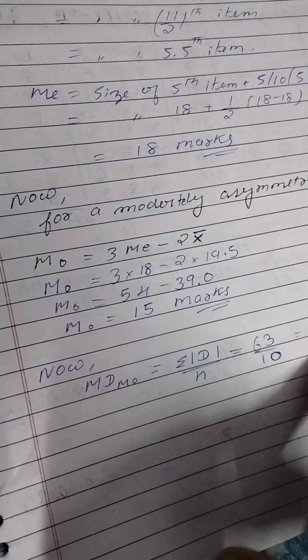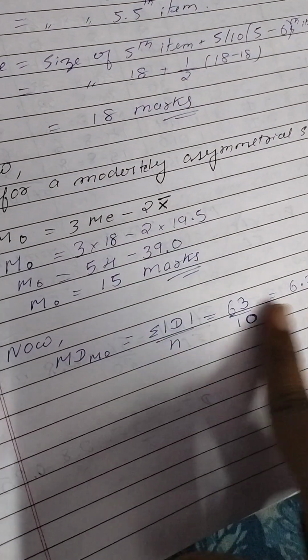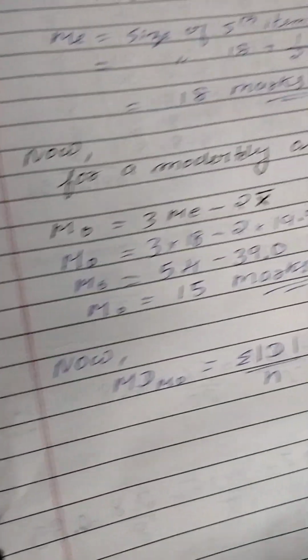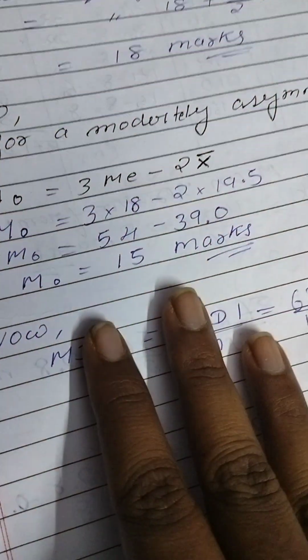Here the median is written, and there is the mean deviation. One point is missing, I will correct it, which is the coefficient of the mean deviation from the mode.